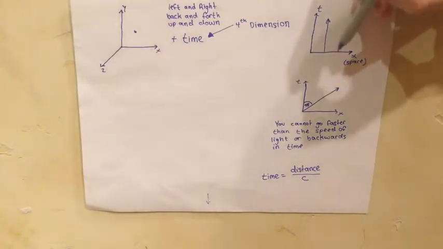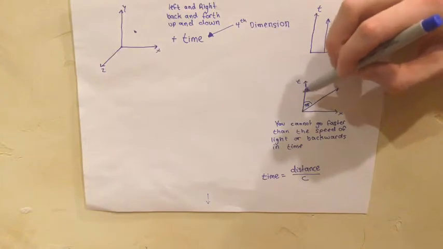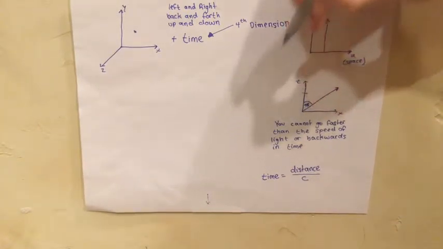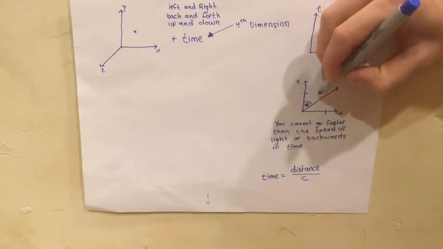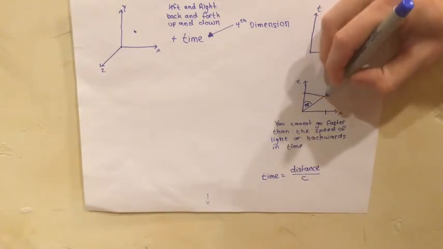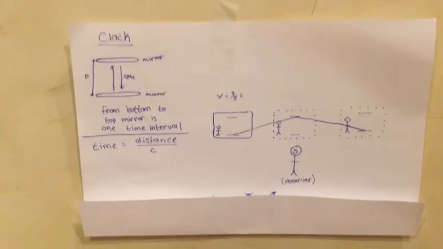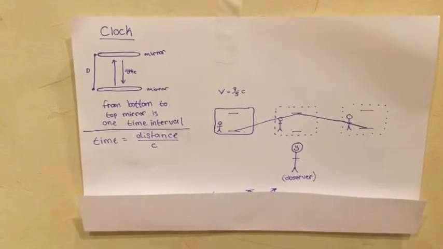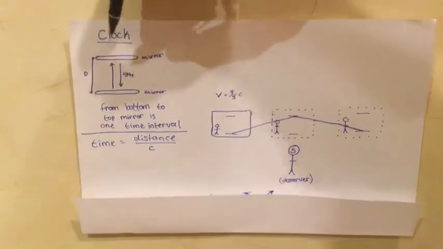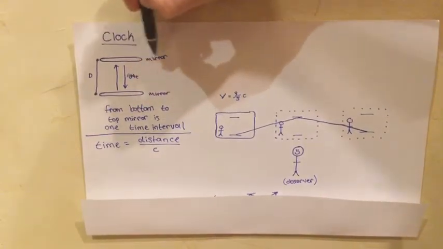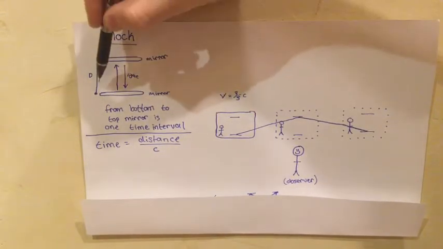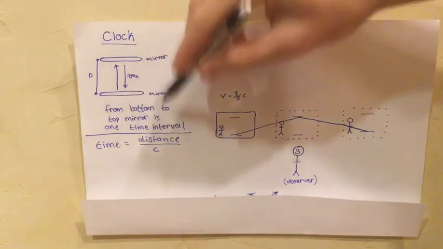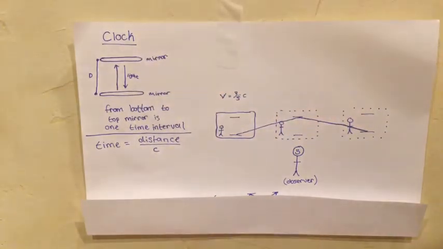To correctly label this graph, on the time axis, you could have 1 year right here and 1 light year right here, which would mean that in 1 year, light travels 1 light year away. In order to further illustrate time dilation, I've drawn this example. Here's a clock which works through two mirrors and light bouncing back and forth between the mirrors. The time is distance divided by the speed of light.